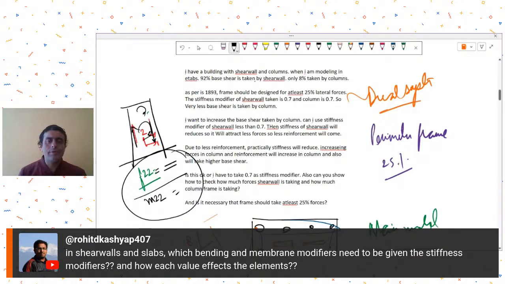For slabs, we design for the out of plane movements. So you can give the M11, M22 and M12 modifiers.